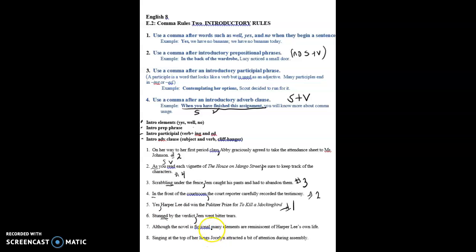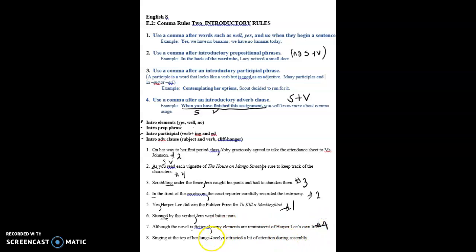Although the novel is fictional, comma, we look at the word although. That's not an intro word like well, yes, and no. Is it a prep phrase? No, because prep phrases don't have verbs in them. Is it a participial? No, because this is not a verb and it does not end in ing or ed. Could it be an intro adverb clause? It is indeed, because you have a subject and a verb in it. So that is rule number 4.